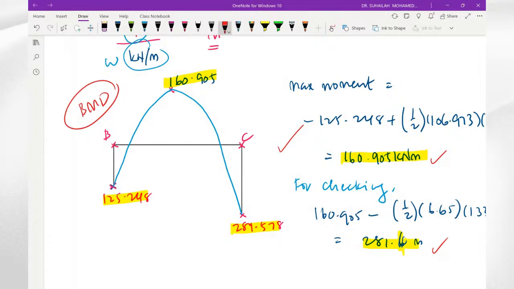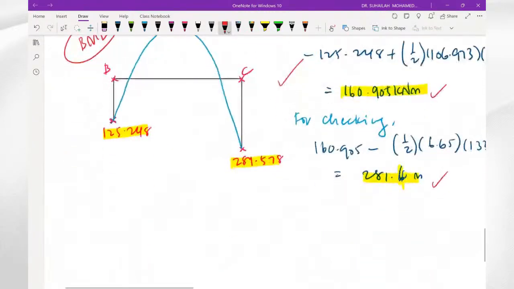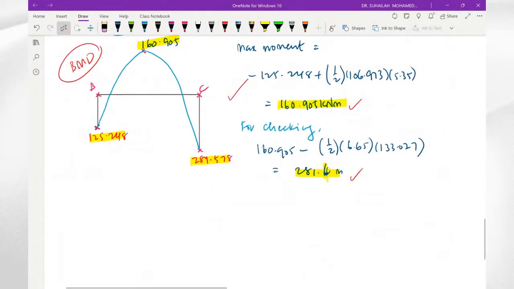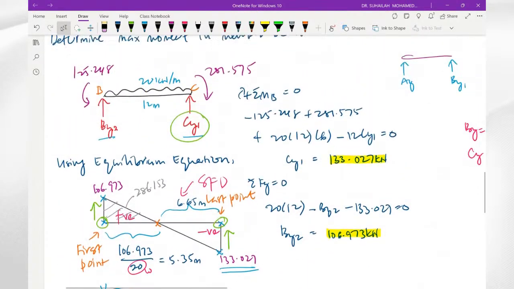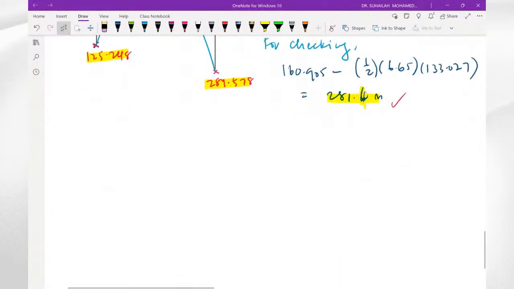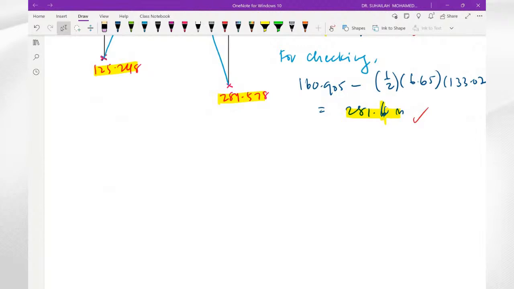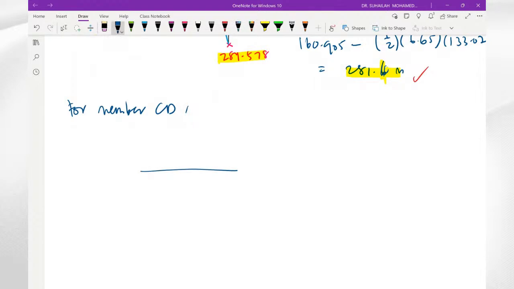So we can actually do the same for member CD. Okay, let's continue with member CD. For member CD, we have a point load. We have this shear. It is 4 meter, and it is 250 kilonewton.